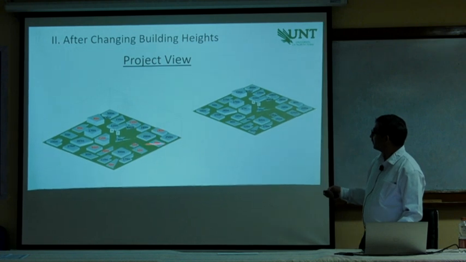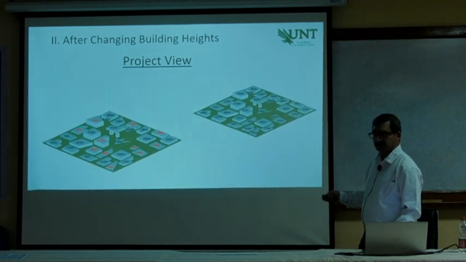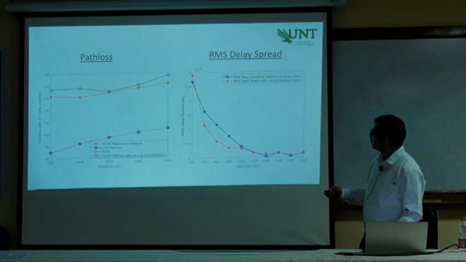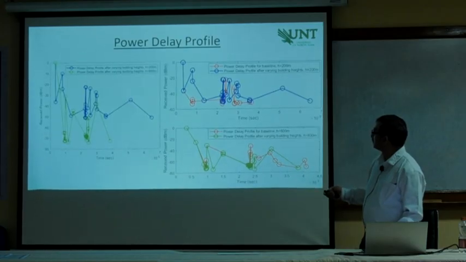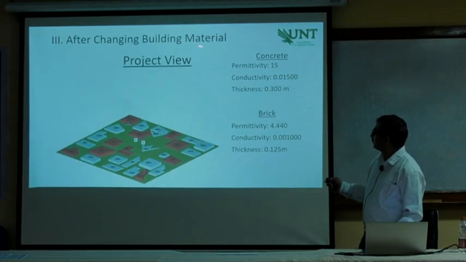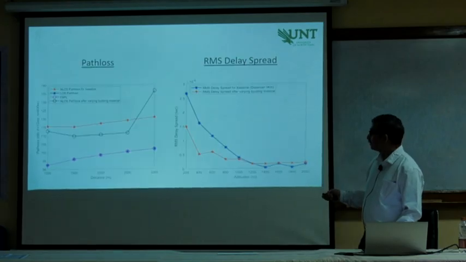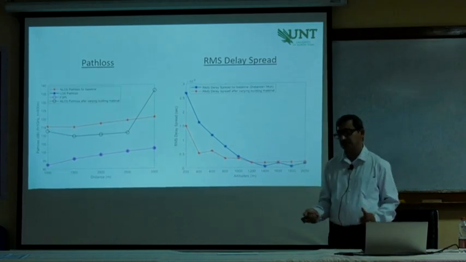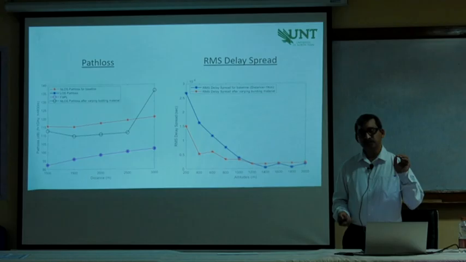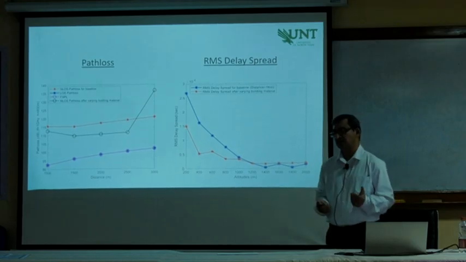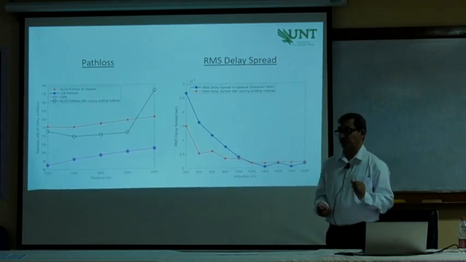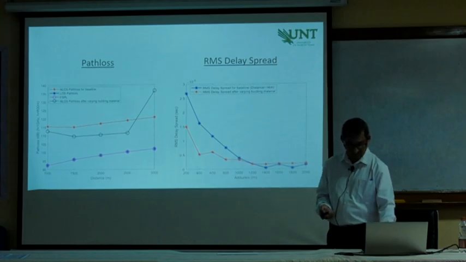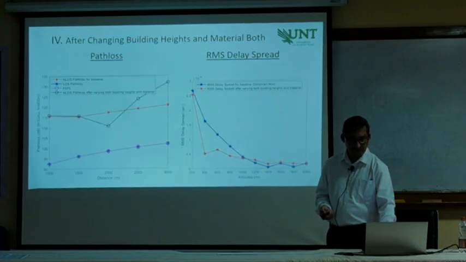If you change the building heights, then you get different results. If you change the building material, you're going to see different results. So we want to collect all this and look at all these results we got. Ultimately, the goal is to use these experimental results to build a theoretical model. We are still working on it. Okay, so I think I'll stop here.